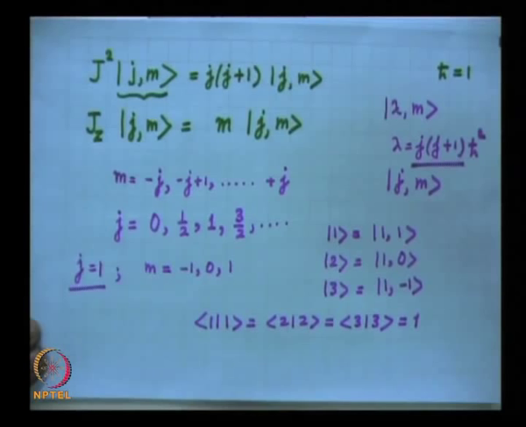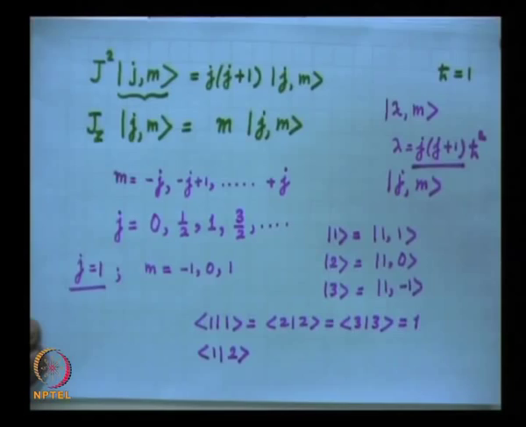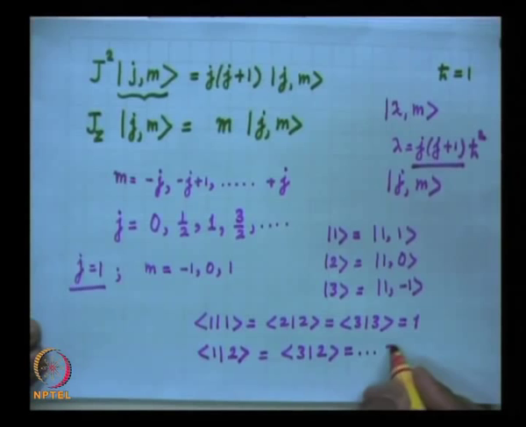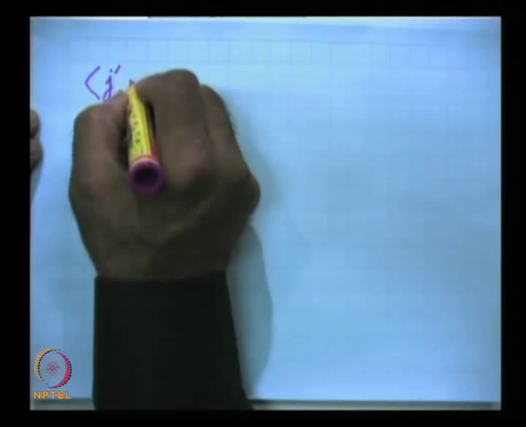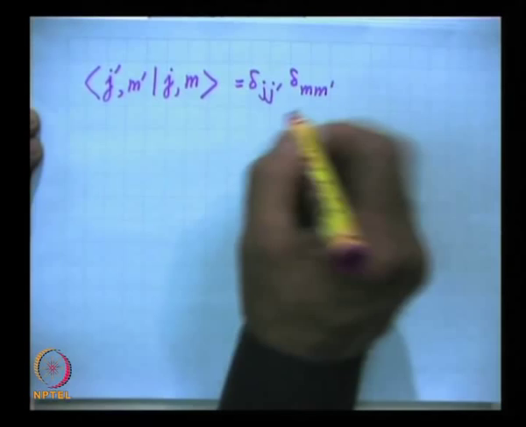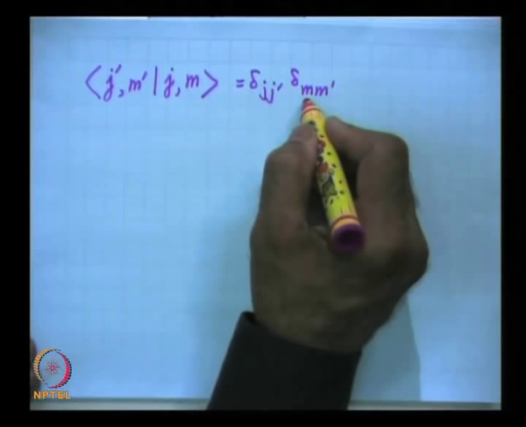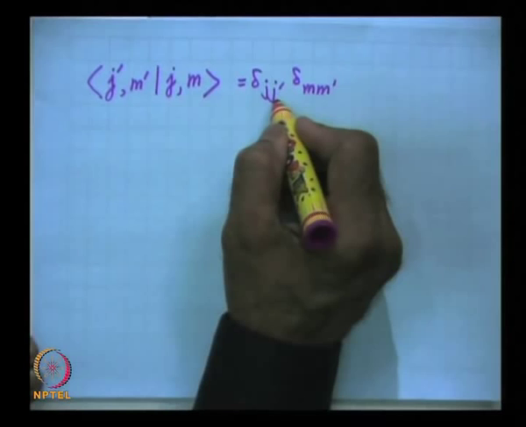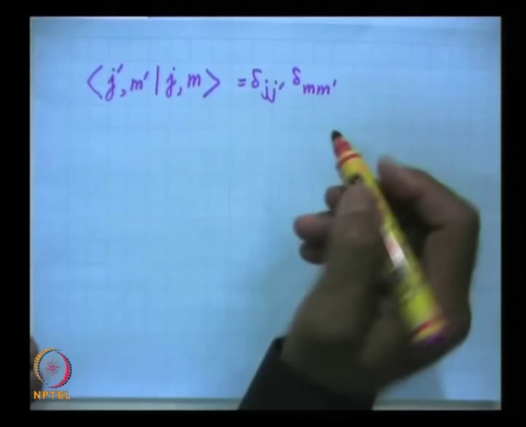On the other hand, any dot product of two different vectors, 1 2 or 3 2, they are all 0. So, therefore, we have the orthonormality relation that bra J prime M prime ket J comma M is equal to delta J J prime delta M M prime. That is, this is equal to 0 if J is not equal to J prime or M is not equal to M prime. But if J is equal to J prime and M is equal to M prime, then the value is 1.